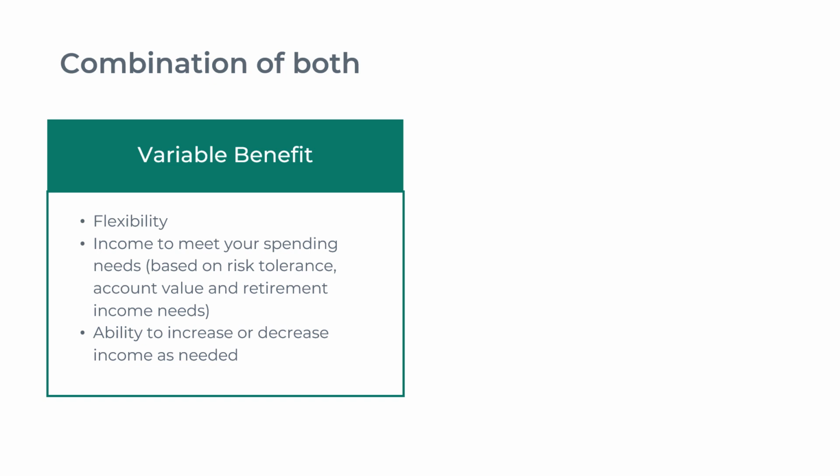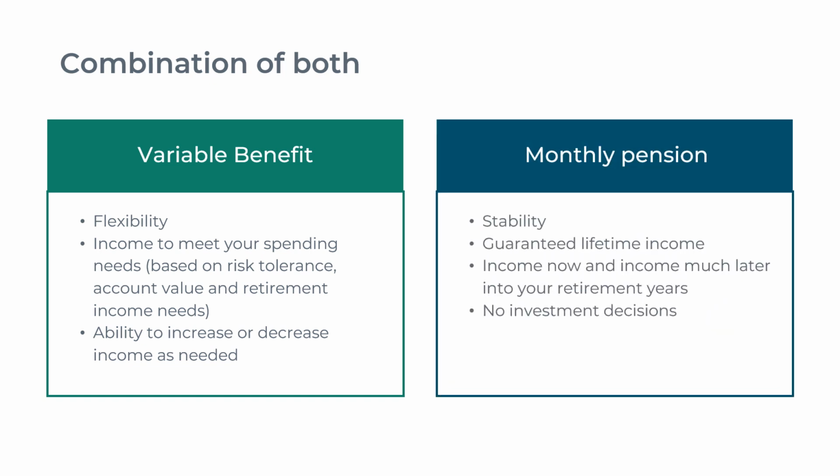Another option that members can choose is a combination of both the variable benefit and monthly pension payments. With the VB, you do have flexibility. You can build the income to meet your spending needs based on your risk tolerance, your account value, and what you will need in retirement.